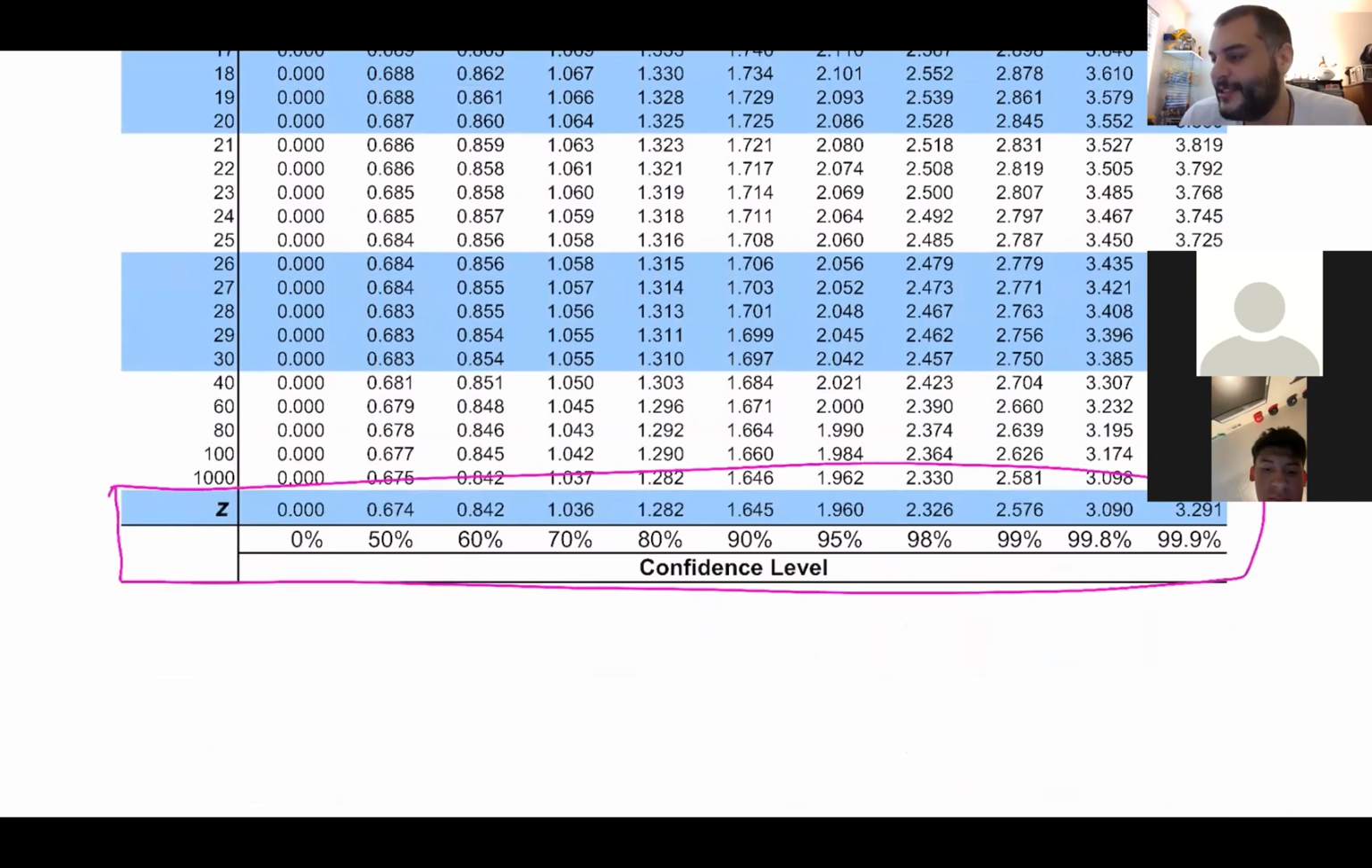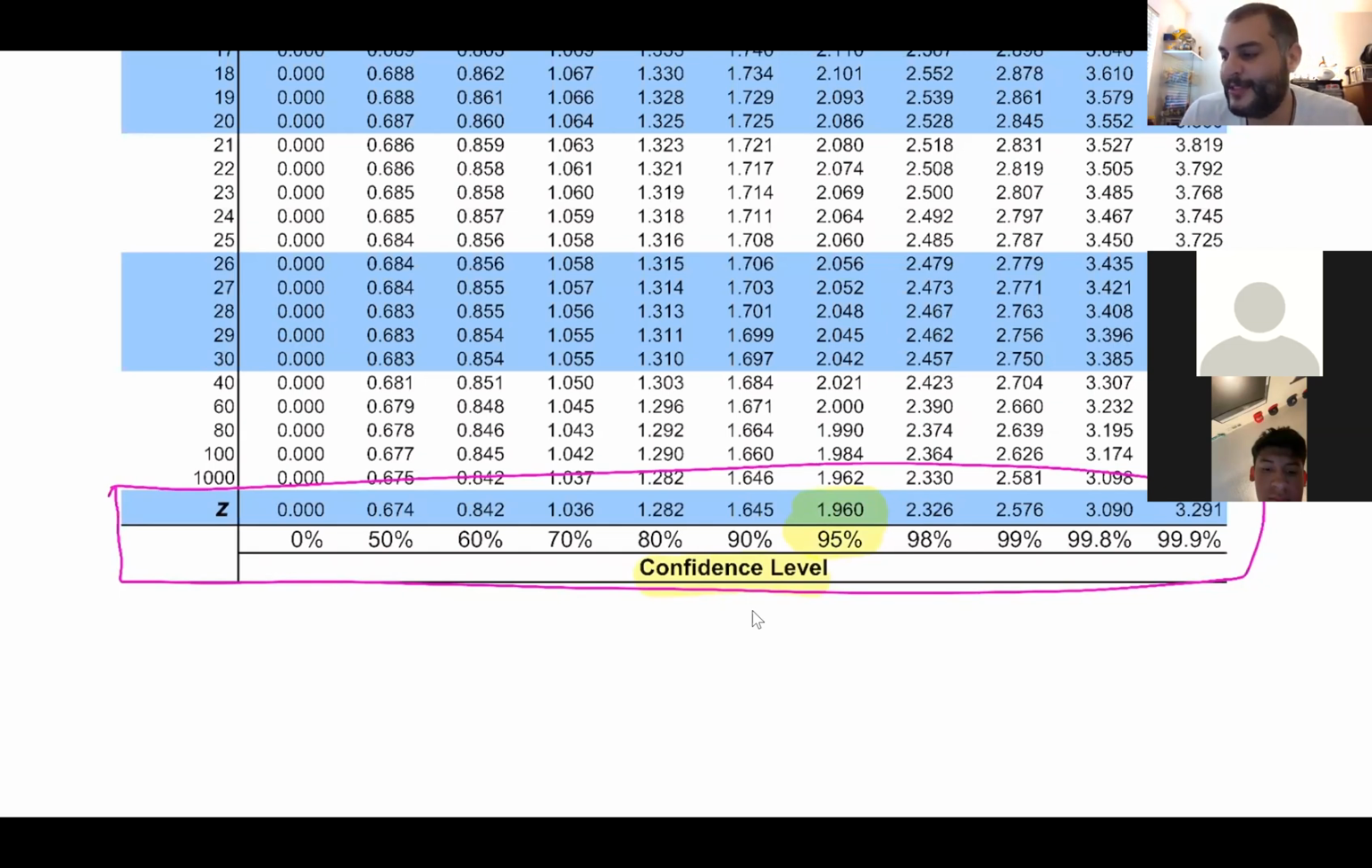If you look right here, it says confidence level. If you look at the row above, it has different confidence levels: 80%, 90%, 95%. This is where the confidence level that's given to you is important, because you just want to find which confidence level was given to you. In our case, we had a confidence level of 95%. What's right on top of 95% is 1.960.